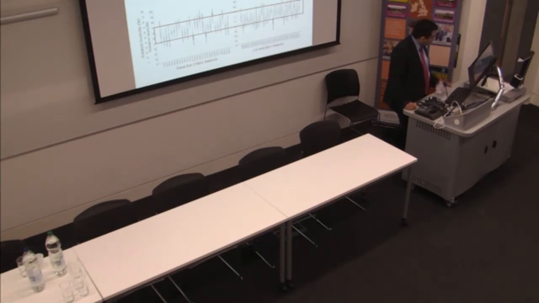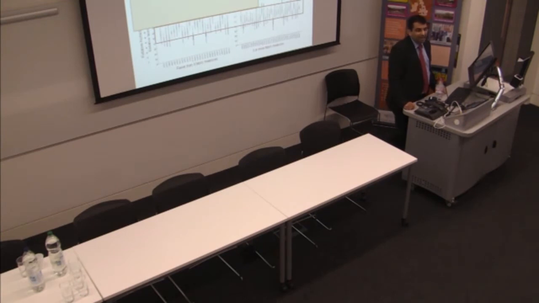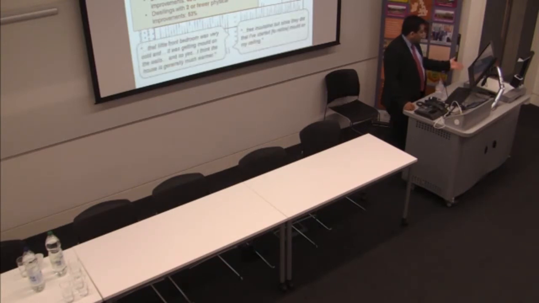Relative humidity between 40 to 70% mostly. Dwellings with 3 or more physical improvements had average indoor temperatures of 19 degrees, so against a national average of 17.7, that's better. Dwellings with fewer measures still had 18 degrees. Relative humidity was more or less okay. And you can see from one of the comments, that little front bedroom was very cold and it was getting mold on the wall. So yes, I think the house is generally warmer, although another household had some problems with their insulation.